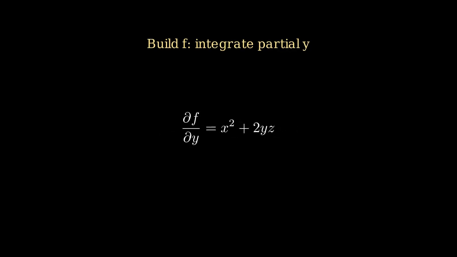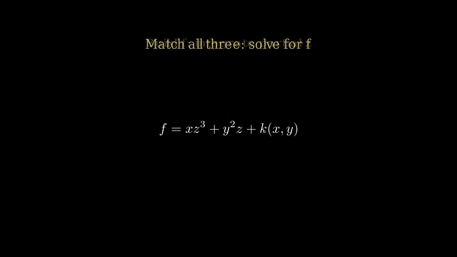Integrating with respect to y gives f equals x squared y plus y squared z plus some unknown function of x and z. Partial of f with respect to z must equal 3xz squared plus y squared. Integrating with respect to z gives f equals xz cubed plus y squared z plus some unknown function of x and y. Matching all three versions together, they combine to give exactly f equals x squared y plus xz cubed plus y squared z. Question 5.